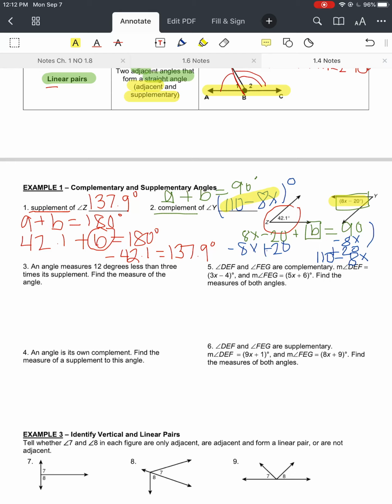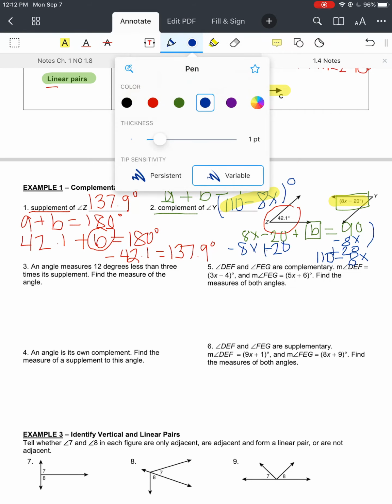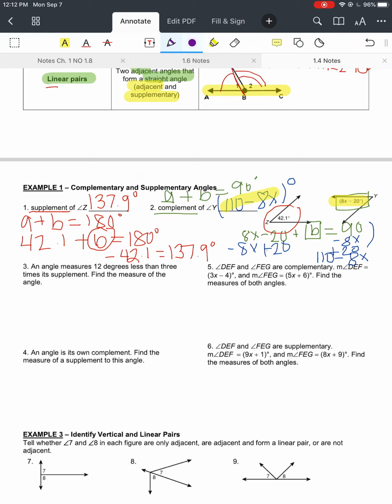Number 3, an angle measures 12 degrees less than 3 times its supplement. Find the measure of the angle. So looking here, I see some important words. I see the word supplement, so I know these two angles are going to have to add to 180.